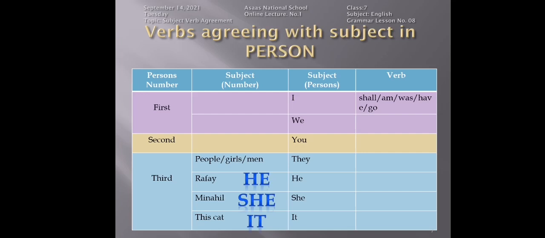Number 1, will or shall. Is, am, are. Was and were. Have or has. Go or goes. In place of go, there can be any verb. All you need to see, if the subject is singular third person like he, she, it, or we can use a pronoun for them, he, she, it, use the S verb with them. Besides will and shall, the rule for singular third person is the S form of the verb. That is what you are supposed to use in a sentence with he, she, it and a singular third person like Rafi, Minahil, this cat, etc.